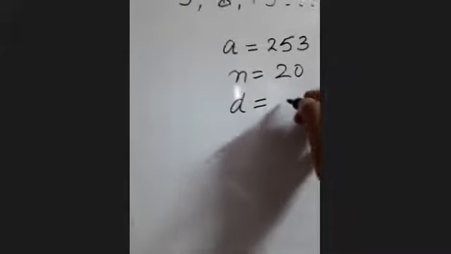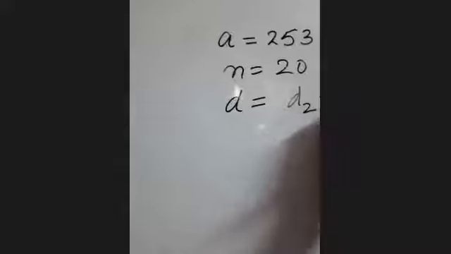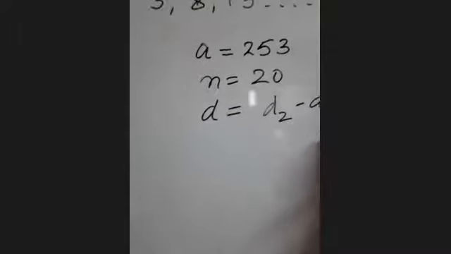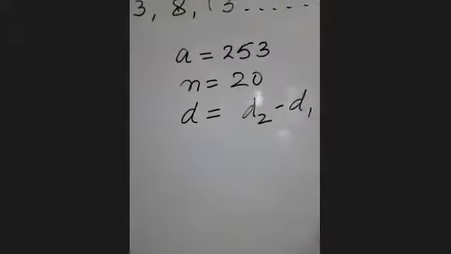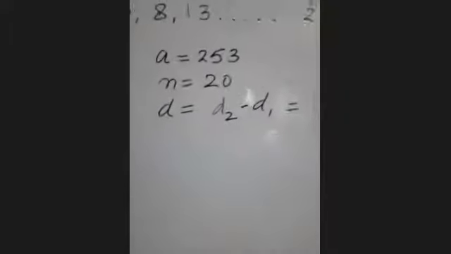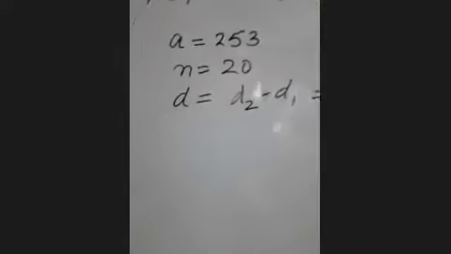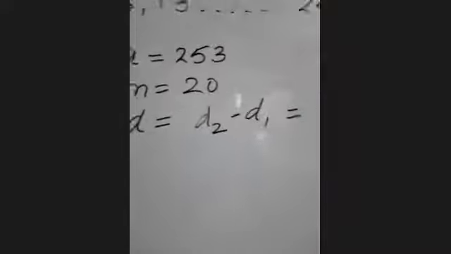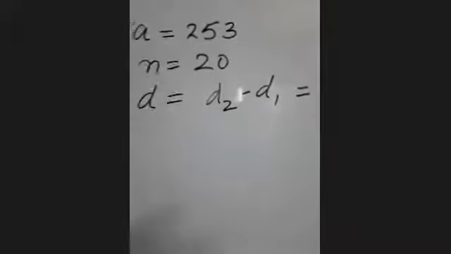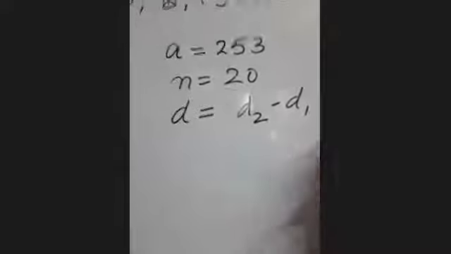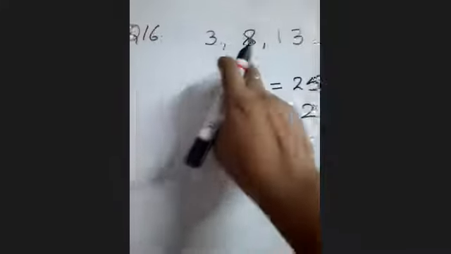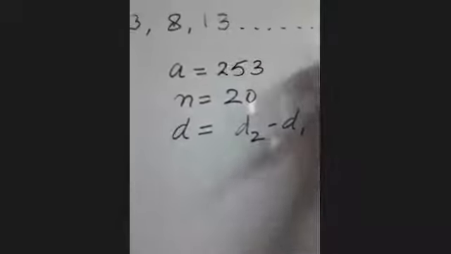For the common difference, we already have a formula. That will be 8 minus 3 equals 5. It is 5, not -5. But because the question is asking to find the 20th term from the last term, and this AP is in increasing order, the difference is 5. That is correct. But now because we are coming from the last term towards the first term, D will become -5.